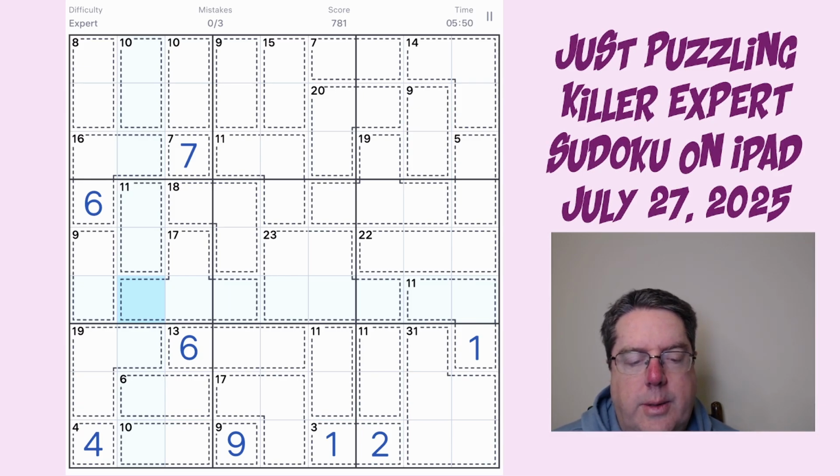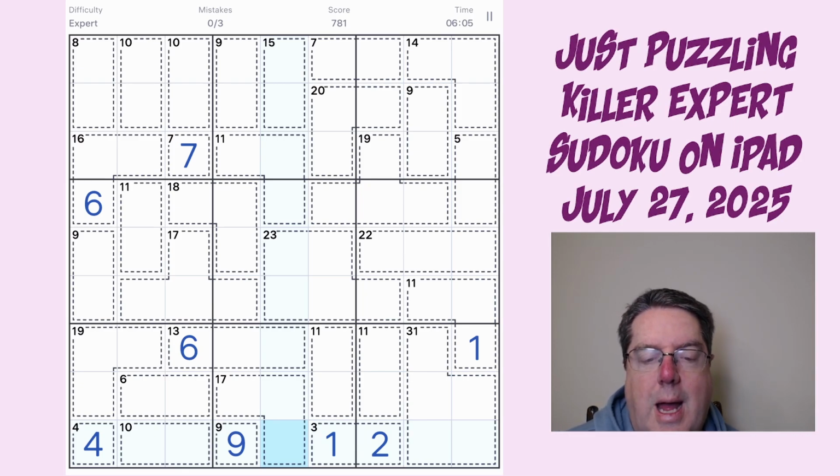1 is there, 2 is there, so where's the 2 here? 2 and 5, 2 and 9. So that can't be 2 and 9. So this is 2 and 5. So 6 is going to be in here. 6 is there, and that leaves a 4 and 7 and a 3 and 8.